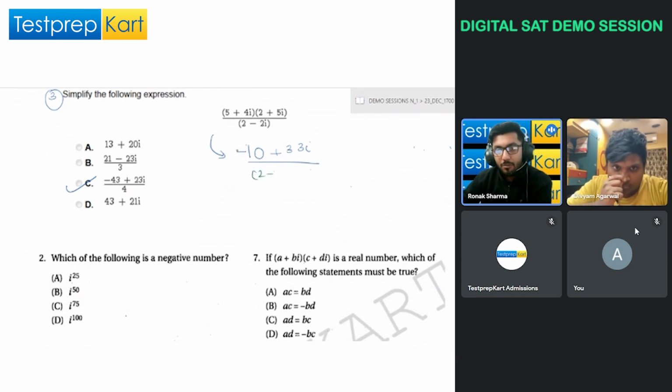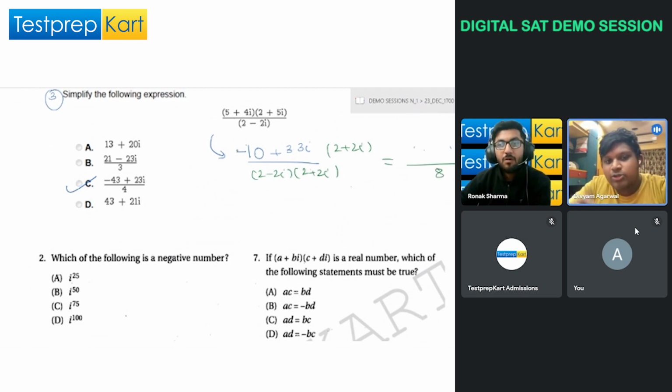So we will have 2 minus 2 iota, 2 plus 2 iota, and here we will have 2 plus 2 iota in the denominator. Understood. I was not taking the conglomerate. I was taking 2 minus 2 iota only upstairs. That's why. No, no. Then how will you eliminate iota from the denominator? Okay.